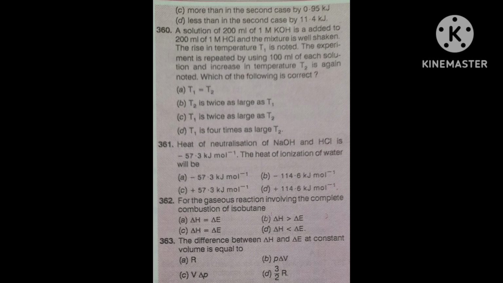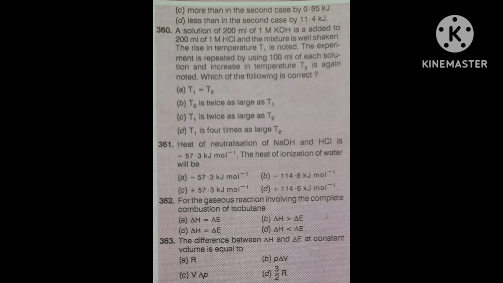And what you will get? One time P will be constant, V will vary. Second time V will be constant, P will vary. But in this question, volume is constant. Hence P into delta V, that will go. Then V into delta P will remain. Hence delta H is equal to delta E plus V into delta P.